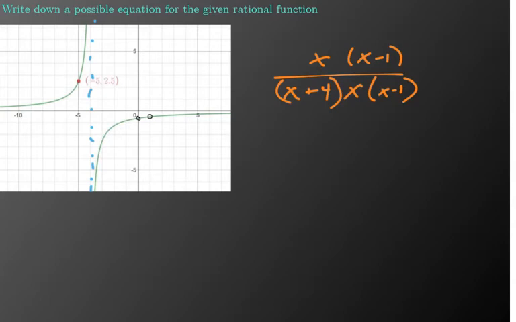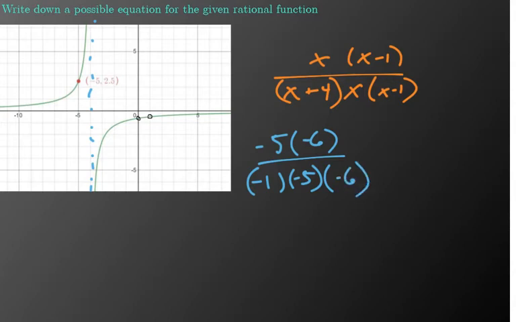But if you look, I haven't done anything with this, and so we should make sure that this actually goes through that point. So if we just plug in -5, -5 minus 1 is -6, -5 plus 4 is -1, -5 there, and then -6. And if you simplify this a little bit, this is 30, and then this is -30, right? Which most importantly is not 2.5, right?